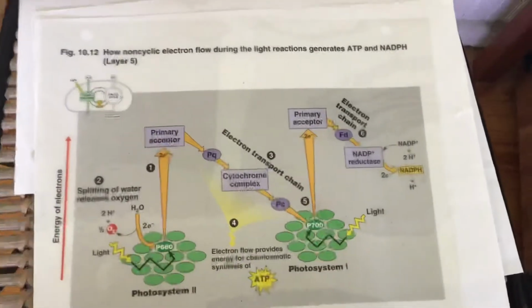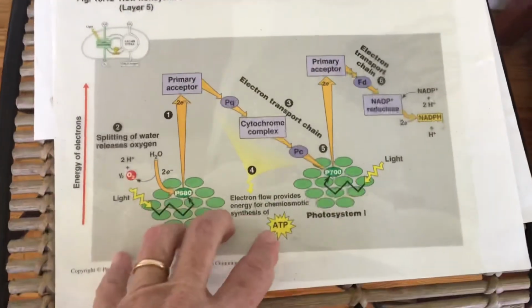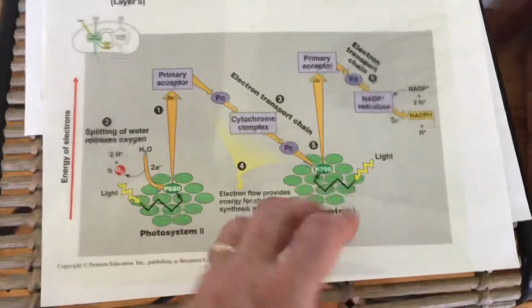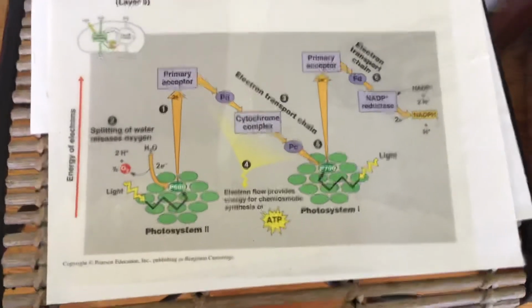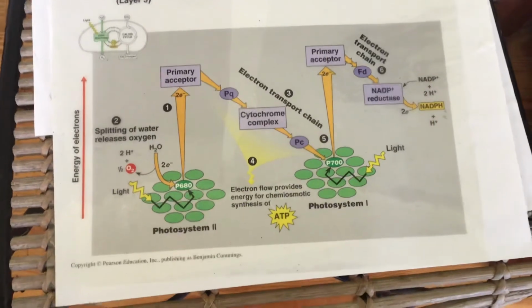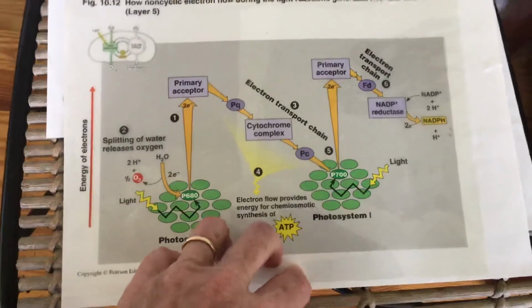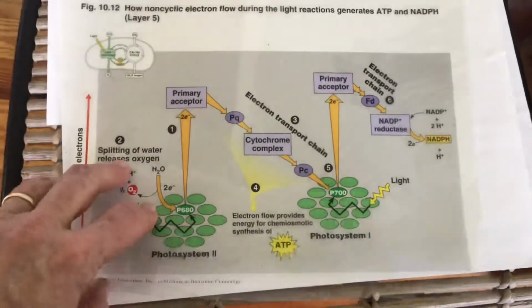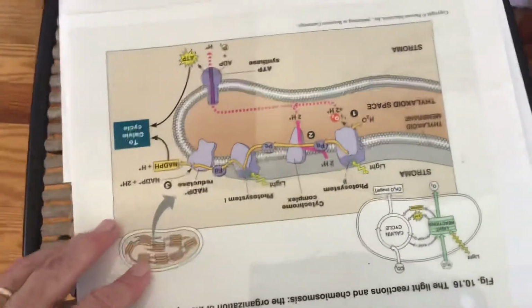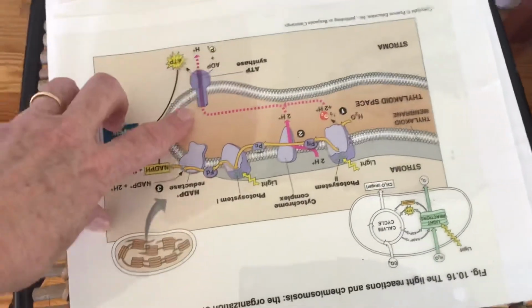This process has been worked on for a long time, and many different people have worked through it trying to figure out what's going on. Okay, so this is what we call non-cyclic electron flow. That implies that there is something called cyclic electron flow. Okay. Before we go on to that, though, let me just show you another depiction of this so that you can see how the ATP is perhaps being made.